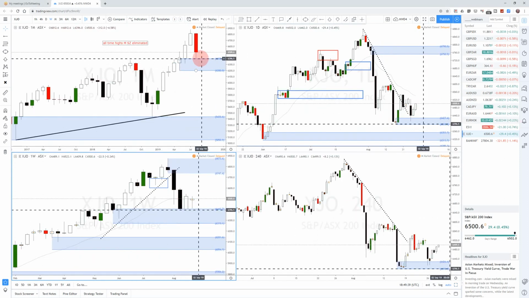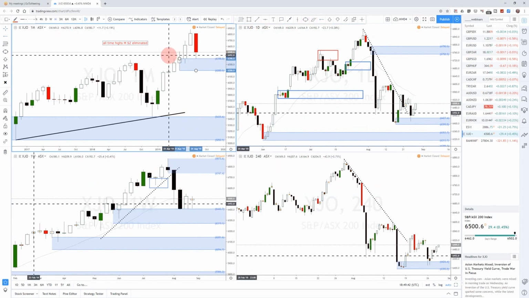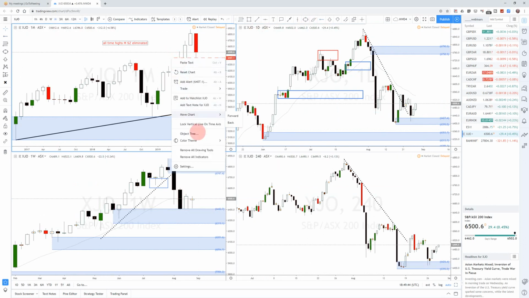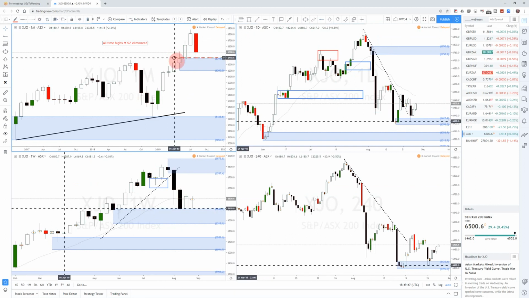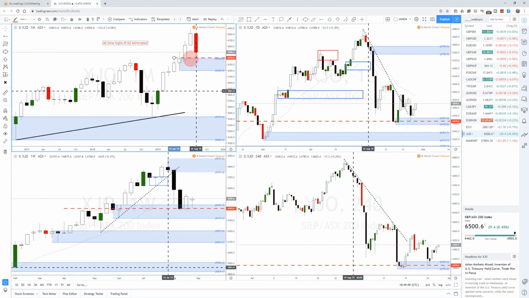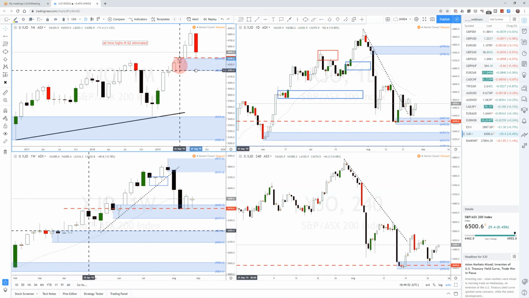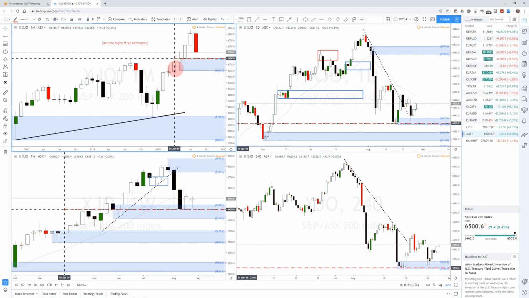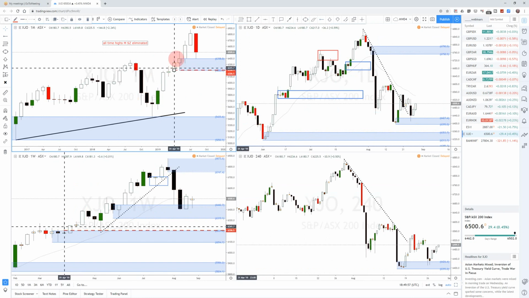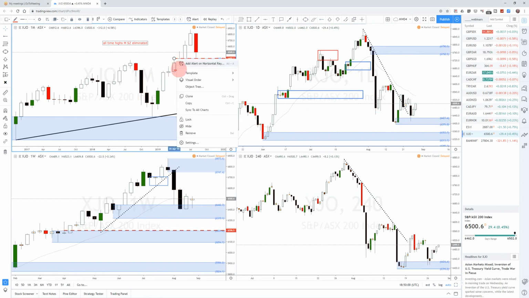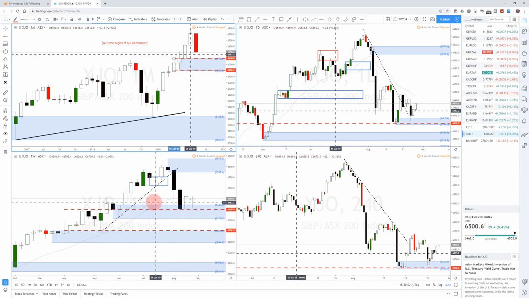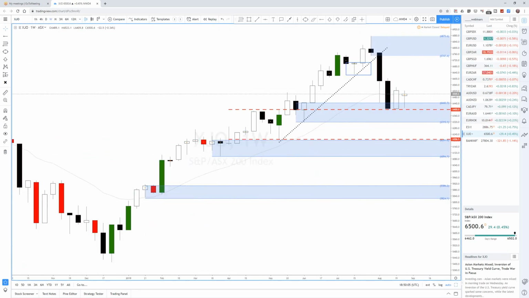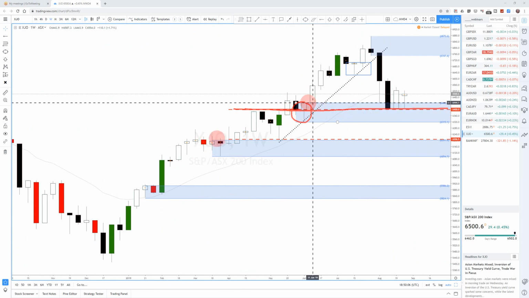Let me use this horizontal line, and I'm going to sync it to all the charts. That's the proximal line, the distal line. Now we can see that this weekly area of demand, strong weekly area of demand, was nested within the monthly area of demand that goes from here, this is the proximal line, and this is the distal line.